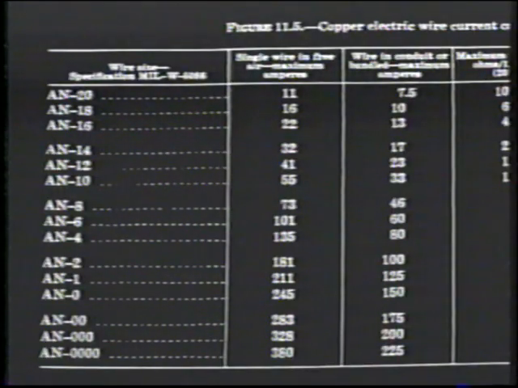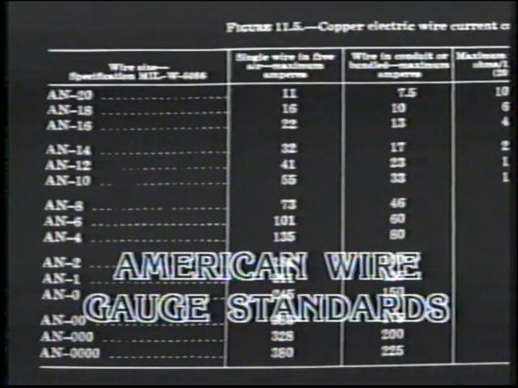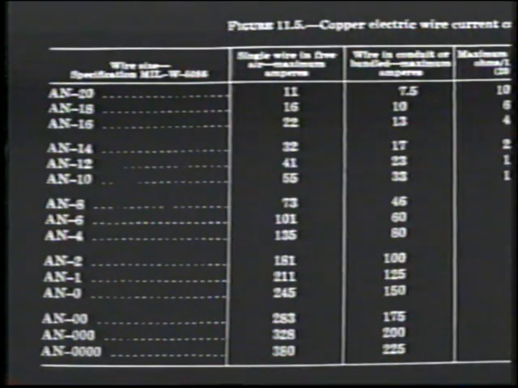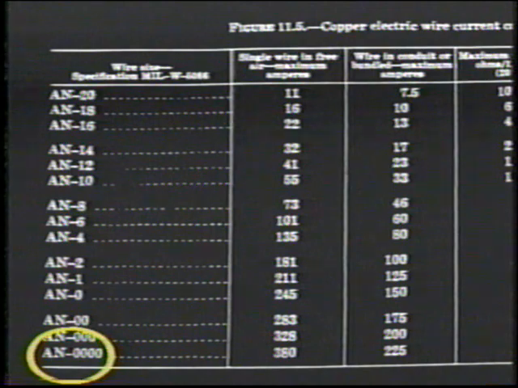Aircraft wire is measured by the American wire gauge standards. Each wire gauge represents a certain cross-sectional area in circular mills. In this chart, the largest number represents the smallest wire gauge. The 20-gauge wire is the smallest on the chart. The 4/0 wire is very large wire used for carrying high current loads.